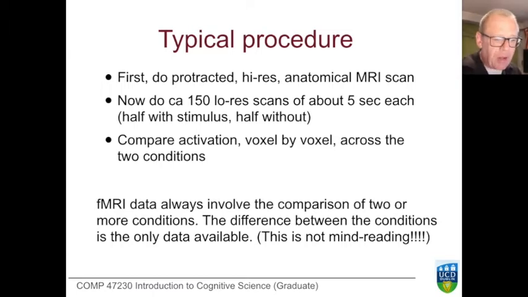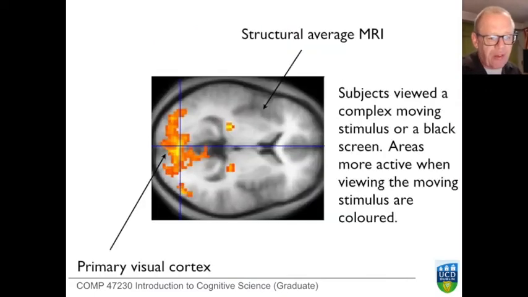Now, the data that we obtain is always just of this sort. It's a comparison among two or more experimental conditions. That's the only data that comes from these studies, and it most emphatically is not mind reading. So these images are quite difficult to interpret. Here you can see a rather fuzzy structural average MRI, and you can see overlaid on this the regional blood flow increases that were associated with watching either a complex moving stimulus or a black screen, so very similar to the comparison we just said. You'll see that, unsurprisingly, there's an increase in regional blood flow towards the back of the brain here, which is where we located the primary visual centers.